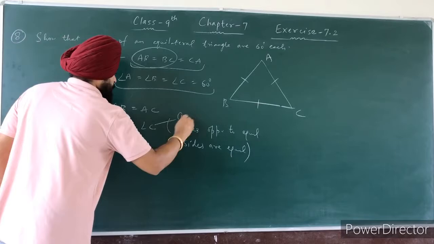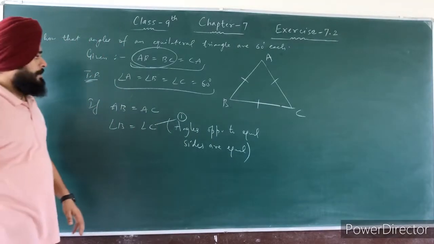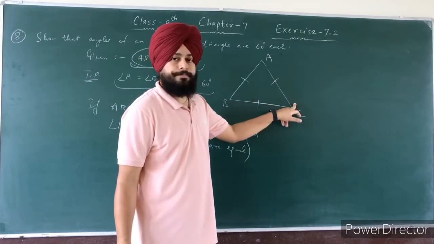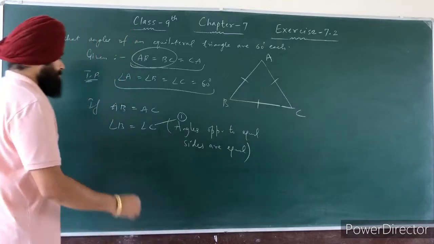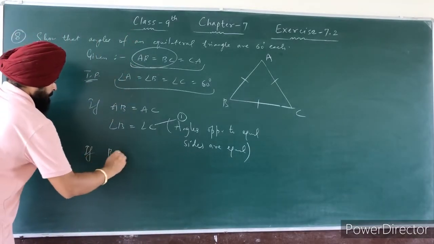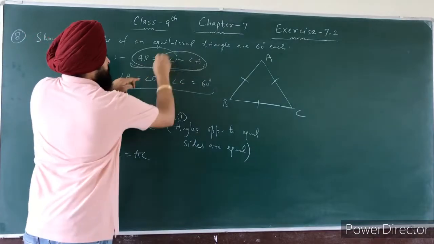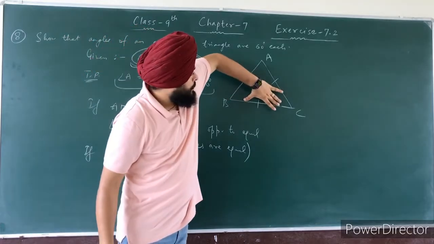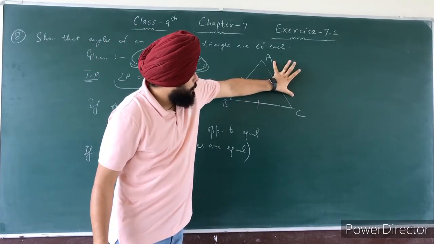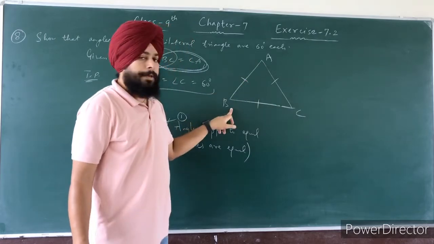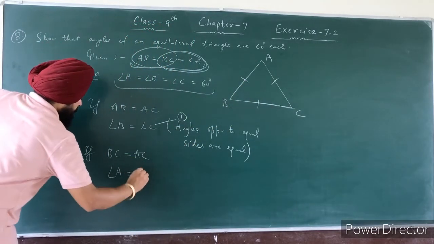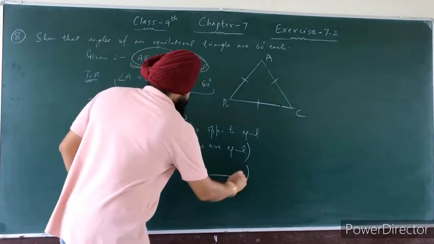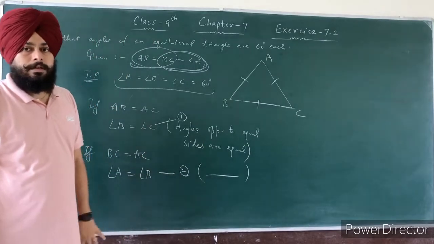So take this as equation number 1. Now next you can take this one, BC equal to AC. If BC equal to AC, these two sides BC and AC, or you can write CA, then the angles opposite to these two sides are angle A and angle B. So it is also equal. You can write angle A equal to angle B, equation number 2. The reason is the same. The reason is angles opposite to the equal sides are equal.